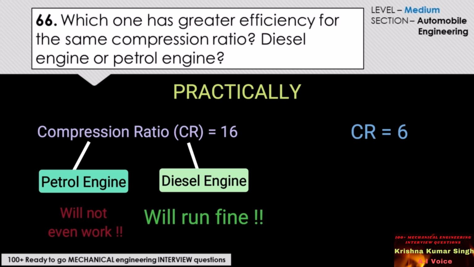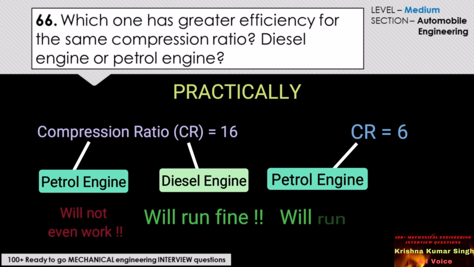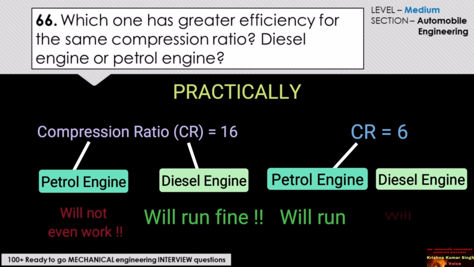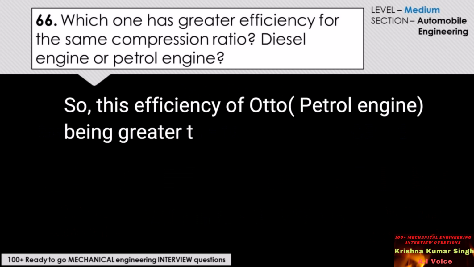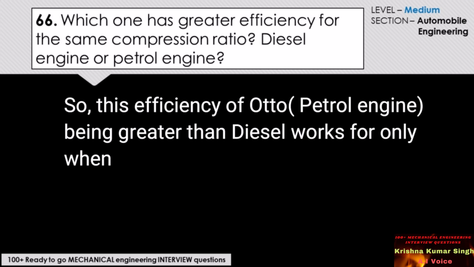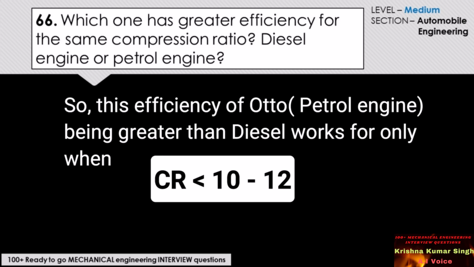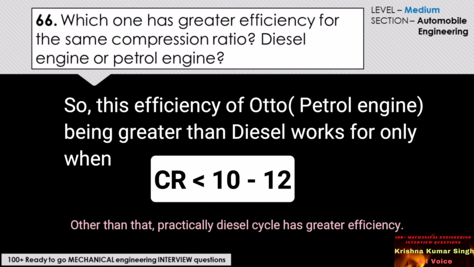At, let's say, a compression ratio of 6, the petrol engine will run fine, but diesel engine will not even start, as the auto ignition is not reached. So this efficiency of Otto or the petrol engine being greater than diesel works only for compression ratio below 10 to 12. Other than that, practically the diesel cycle has greater efficiency.